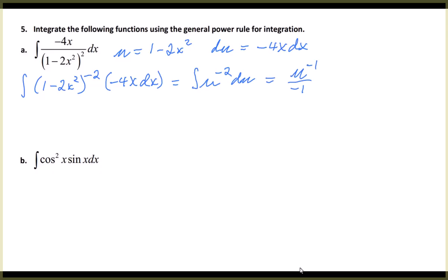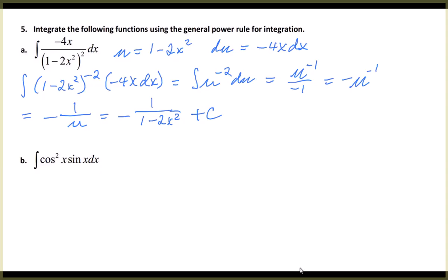Big area of mistake here. Don't go, okay, so u to the minus 3. We're adding 1 to negative 2. That's got to be one of the most common mistakes. And so then I've got this. So all that complex thing simplified to negative u to the negative 1 power. And you can rewrite it like that if you want to, which gives us that. All right, which brings us to B.